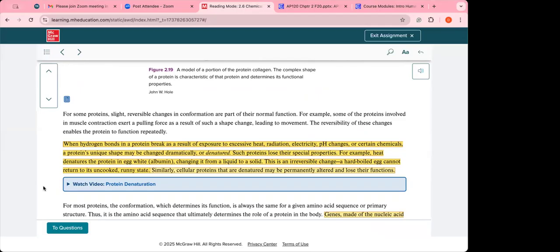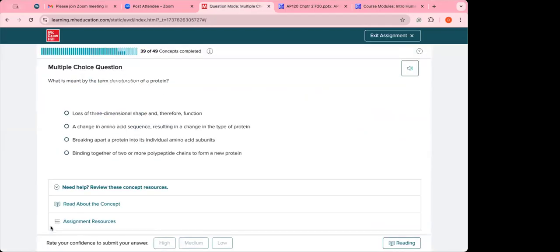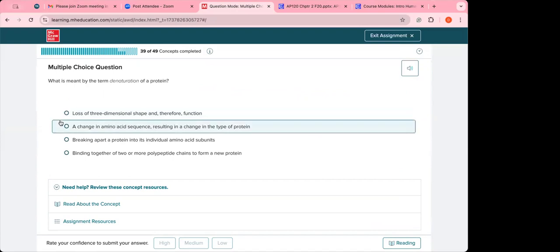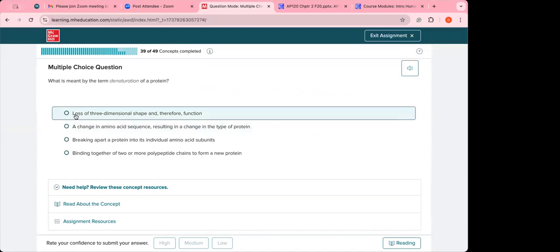Okay, so go to the question. So denaturation is a loss of three-dimensional shape. Yes.